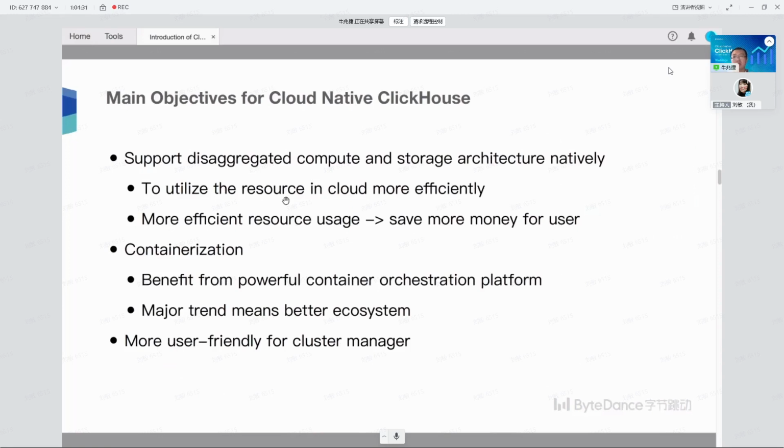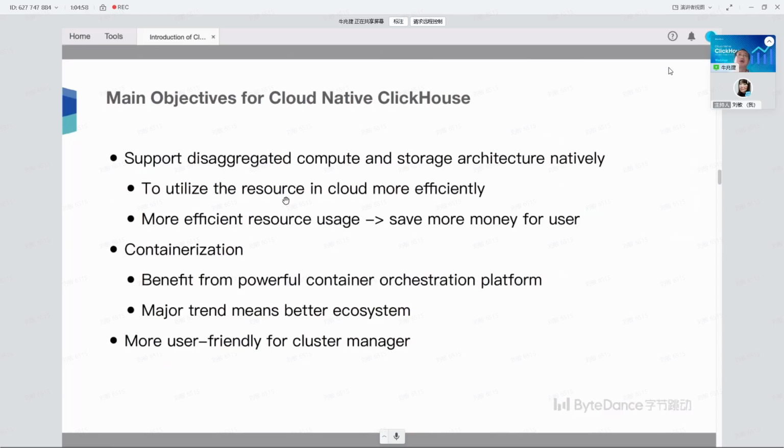We want to support the disaggregated compute and storage architecture natively, because as we already mentioned, this architecture has better elasticity, so we can utilize the resources more efficiently in the cloud. And utilizing resources more efficiently means we can save more money for the users or even for ourselves. And the second objective is containerization.